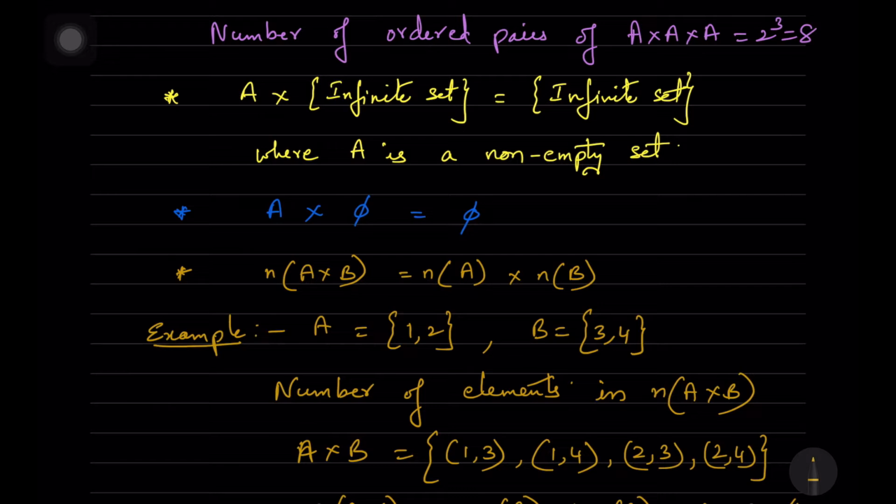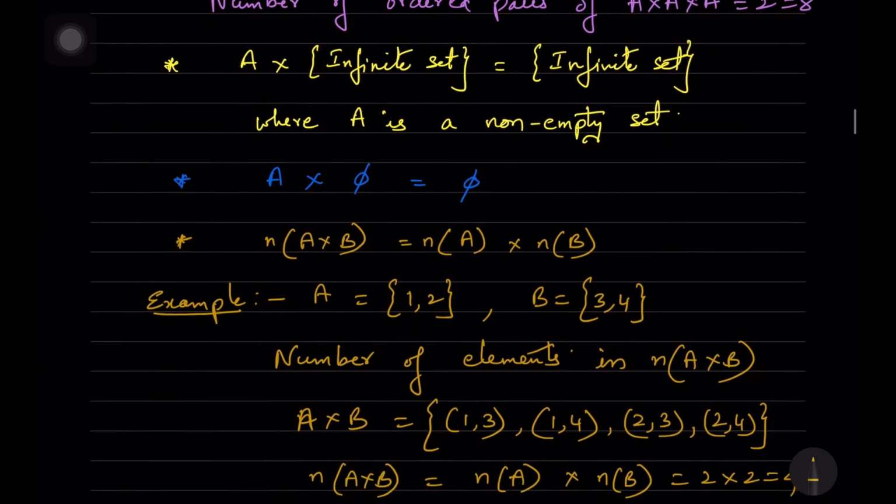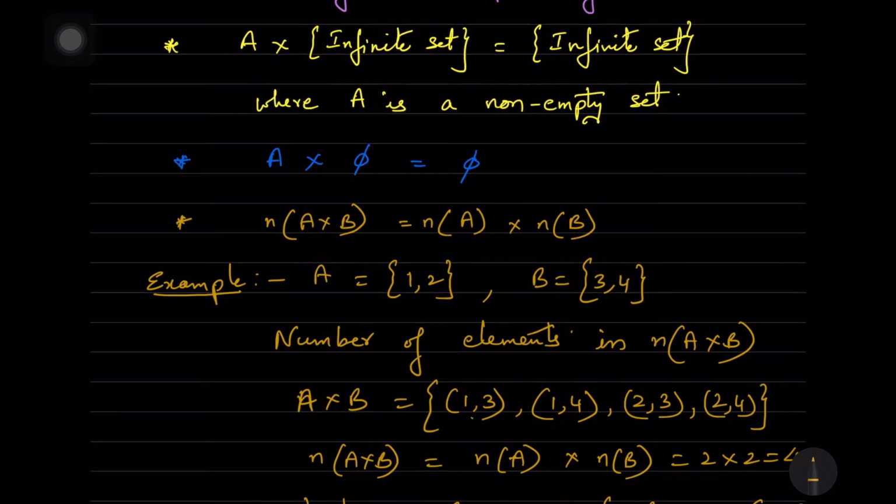Now if you consider A is equal to {1, 2}, B is equal to {3, 4}, the number of elements in A cross B is equal to, now you can see what is A cross B. We have got it as (1, 3), (1, 4), (2, 3), (2, 4). So therefore n of A cross B is equal to how much? 1, 2, 3, 4, we got.